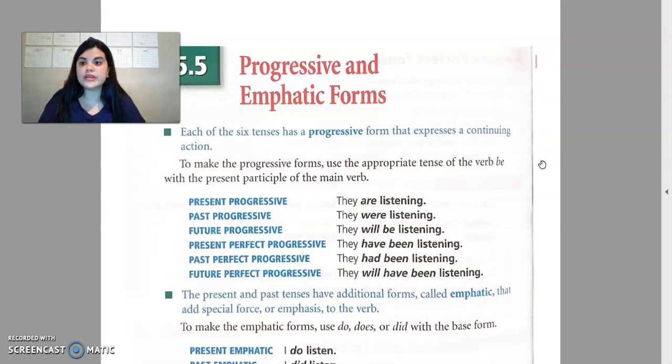We have progressive forms. That means that it is a form that is continuing. Okay, so the present progressive, for example, they are listening. Past progressive, they were listening. Future progressive, they will be listening. Present perfect progressive, they have been listening. Past perfect progressive, they had been listening. Future perfect progressive, they will have been listening.